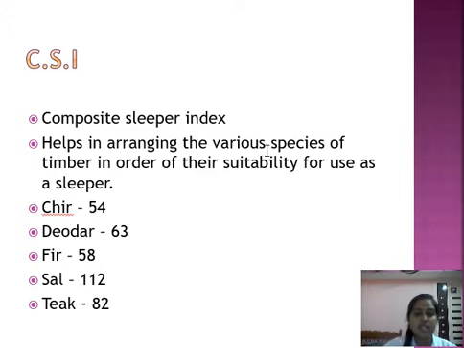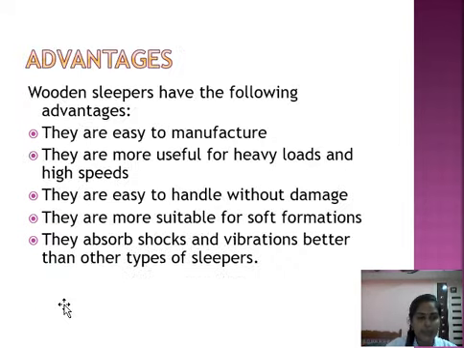So this chir has the composite sleeper index as 54. This deodar has the composite sleeper index as 63. And this fir has the composite sleeper index as 58. And this sal has the composite sleeper index as 112. And this teak has the composite sleeper index as 82.